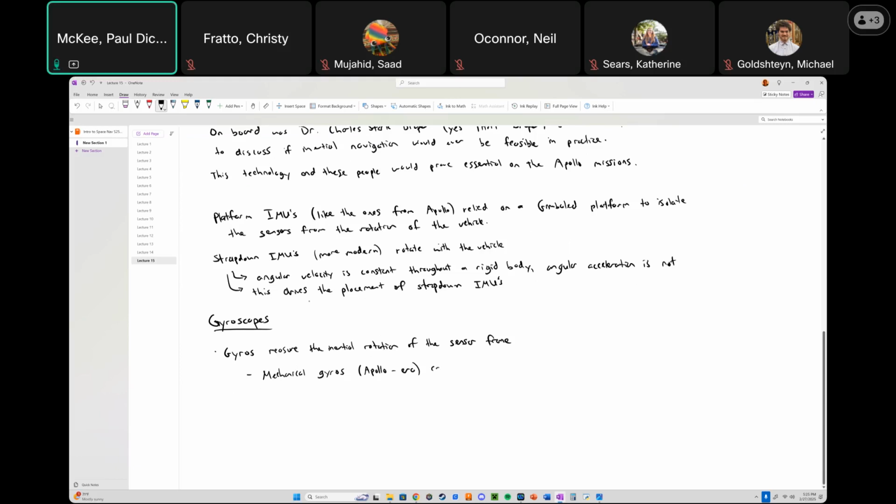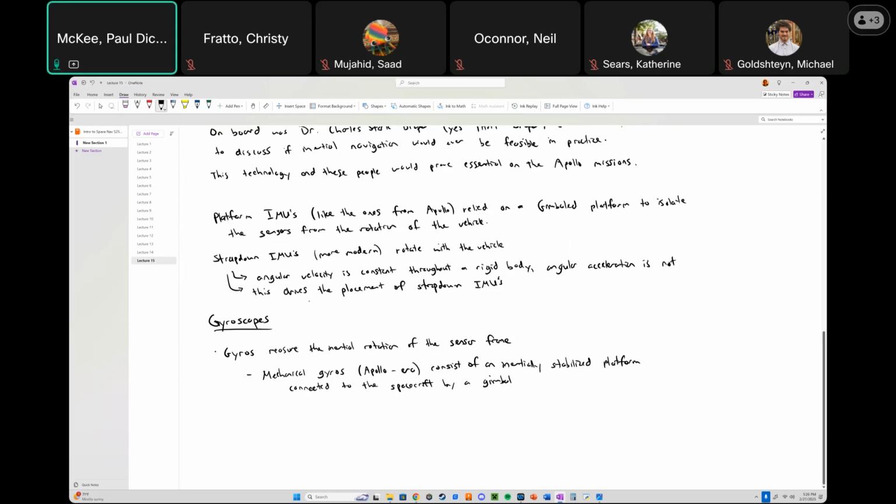Consists of an inertially stabilized platform. So again, platform IMUs. Connected to the spacecraft by a gimbal. This is the gimbal from gimbal lock fame, right? So the idea would be, do I have any? Hang on, stand by.